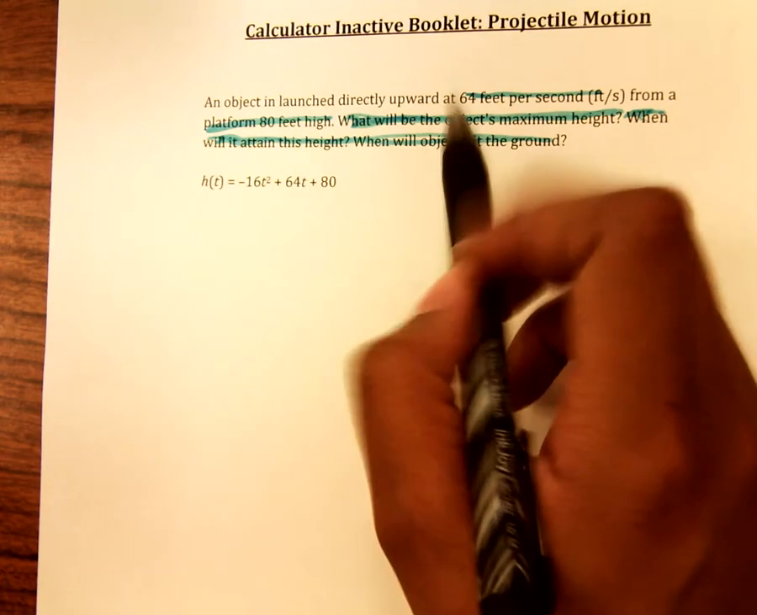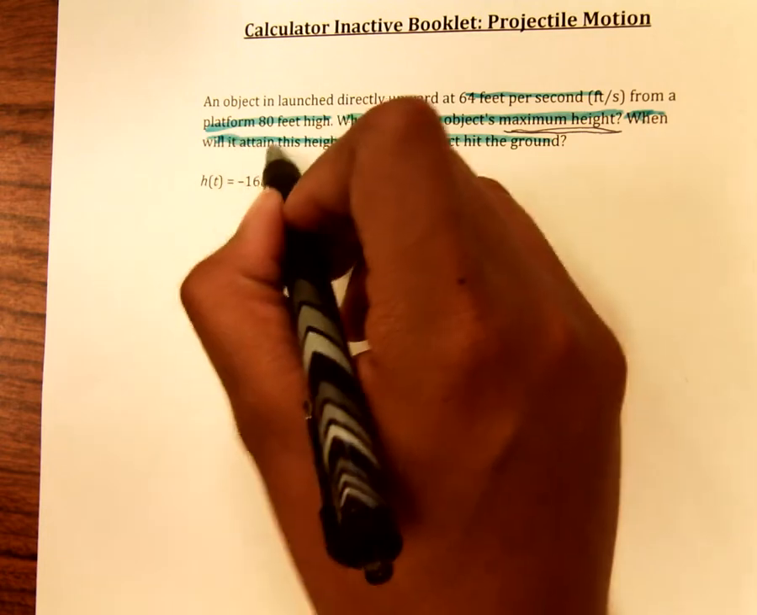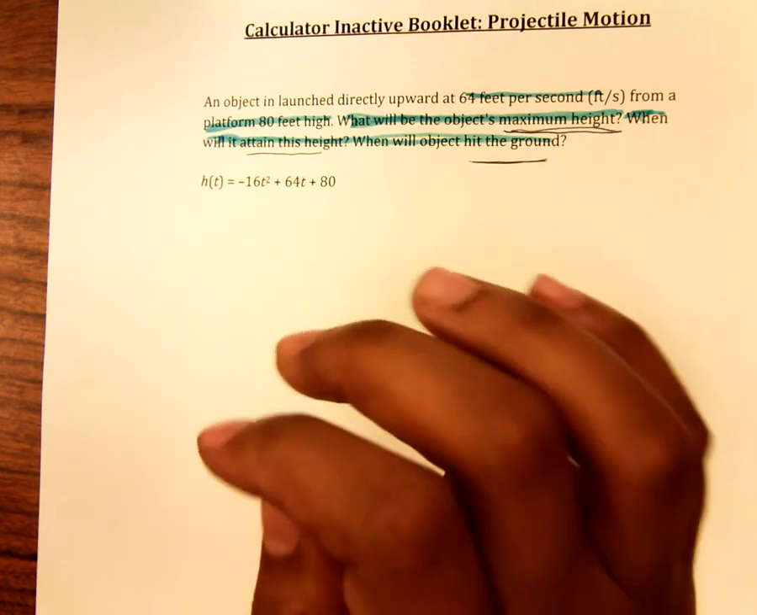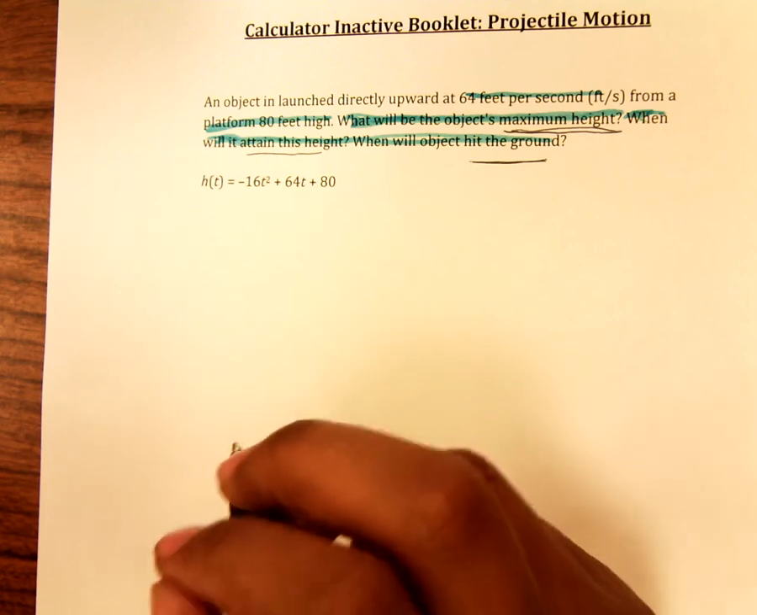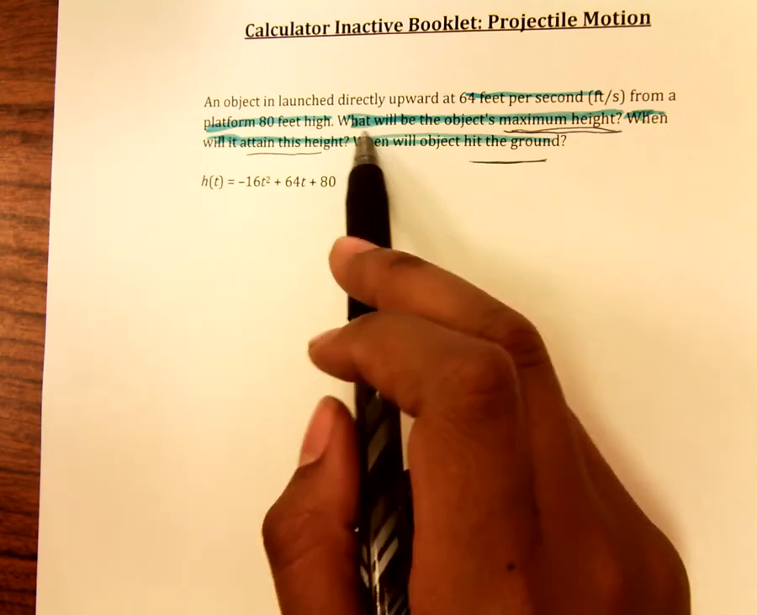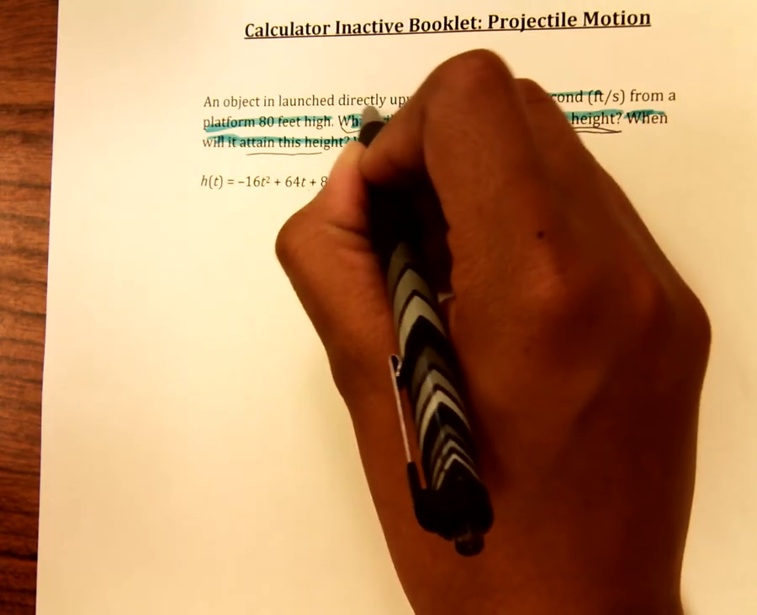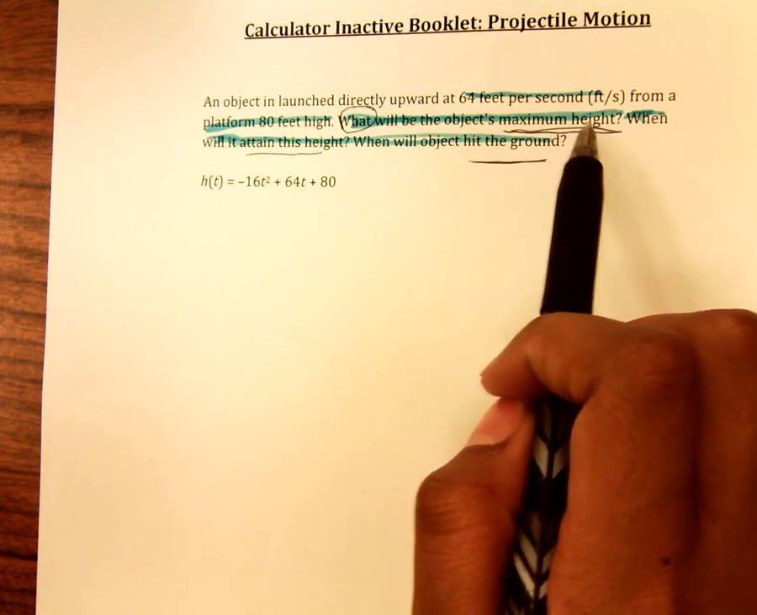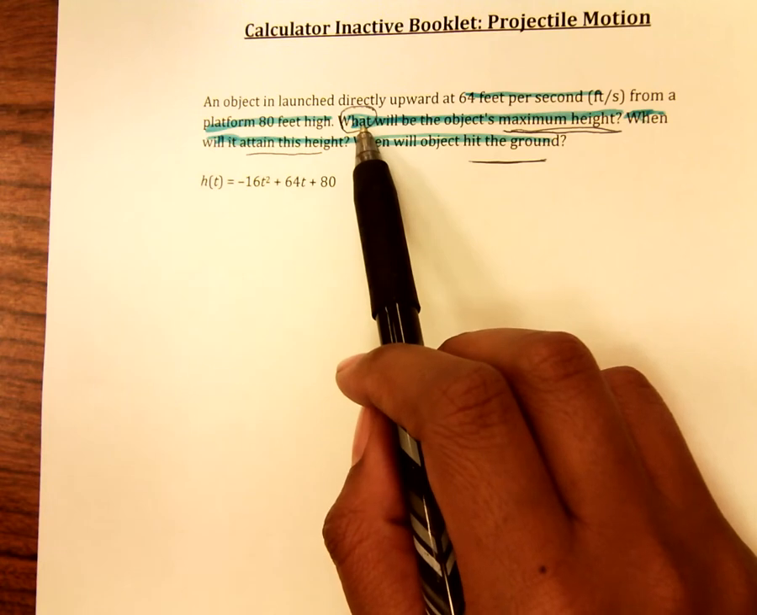So it said, what will be the object's maximum height? When will it attain this height? When will the object hit the ground? Now that I've underlined the keywords, there are also several other keywords in this problem that are hidden. What will be the object's maximum height? What will let me know, as well as maximum height, that I want feet. How high will this be? That's what it's asking me.